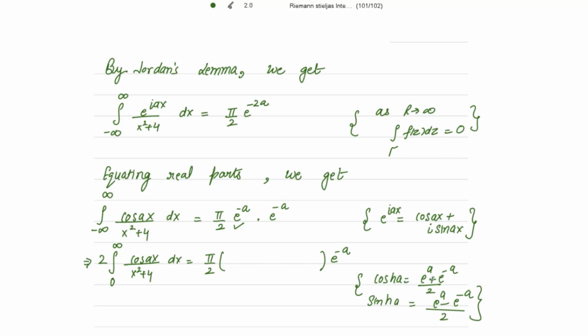The e^(-a) can be written as, I know that cosh a is equal to (e^a plus e^(-a)) over 2, as according to the remarks, and sinh a is (e^a minus e^(-a)) over 2. If I subtract these two, the e^a by 2 will cancel with e^a by 2, so I will get e^(-a). Simple. So instead of e^(-a), I'm writing cosh a minus sinh a. This is what we need.